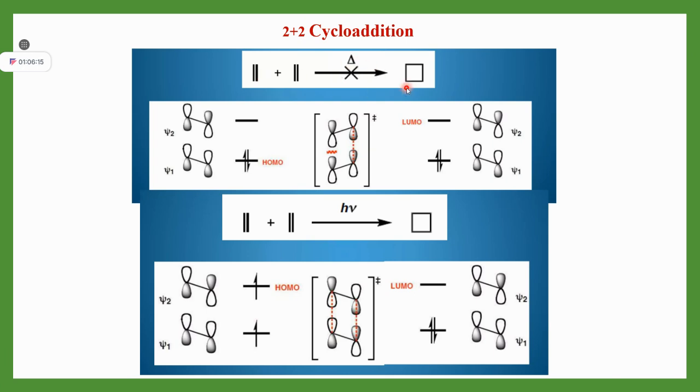Got it? Now the second condition is your h nu. Under photochemical condition, this is going to be your HOMO, psi 2. One of the electrons will be excited into psi 2, and we know that psi 2 has different orbital signs, and LUMO is the same. Here you can have constructive overlap. Therefore, for 2 plus 2 cycloaddition between two olefins, the most appropriate condition is photochemical. Understood?